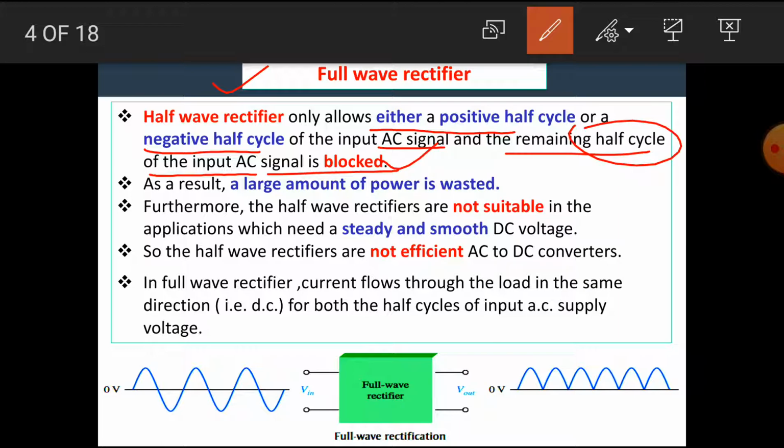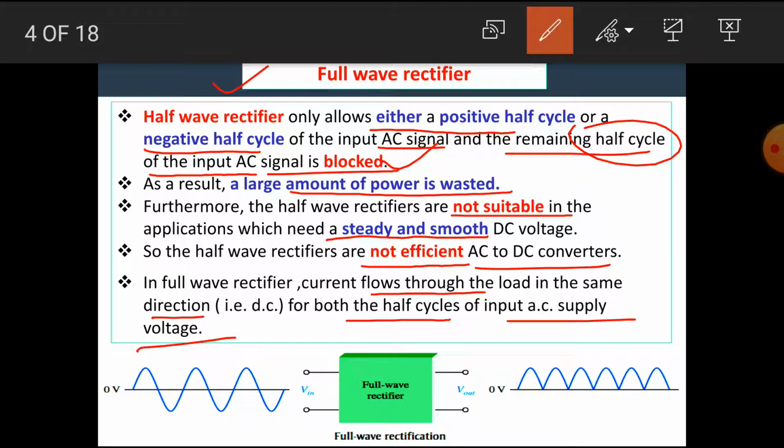As a result, a large amount of power is wasted. Furthermore, the half wave rectifiers are not suitable in the applications where we need a steady and smooth DC voltage. So, the half wave rectifiers are not efficient AC to DC converters. In full wave rectifier, the current flows through the load in the same direction, that is DC, for both the half cycles of the input AC supply voltage.